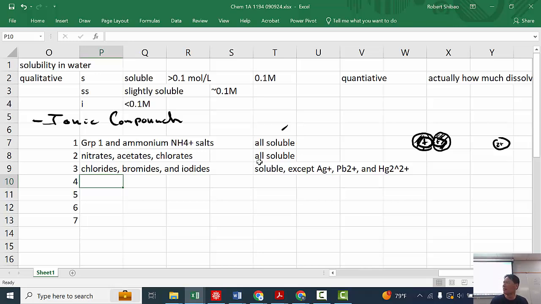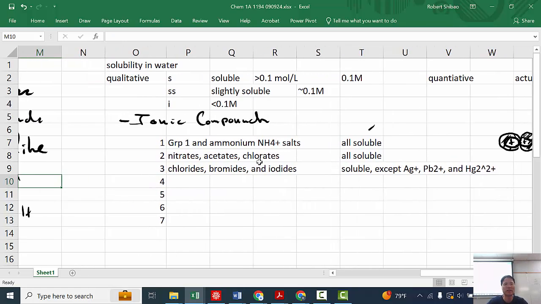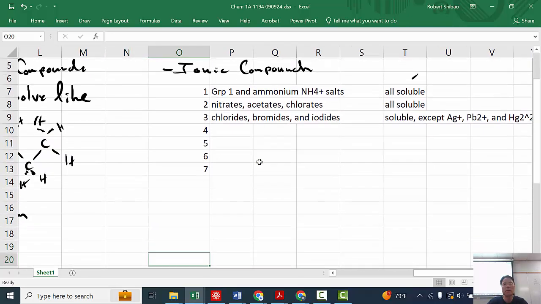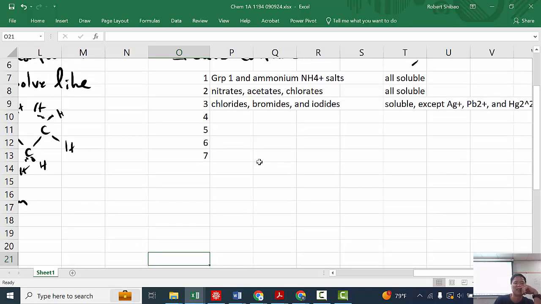Am I missing something here? Chlorides, bromides, and iodides. What am I missing? Fluorides. What happened to fluorides? Is that a typo? Did I just forget it? And the answer is no, I didn't. It's purposely left off. And so why is fluoride not part of the table? Does somebody have an answer?